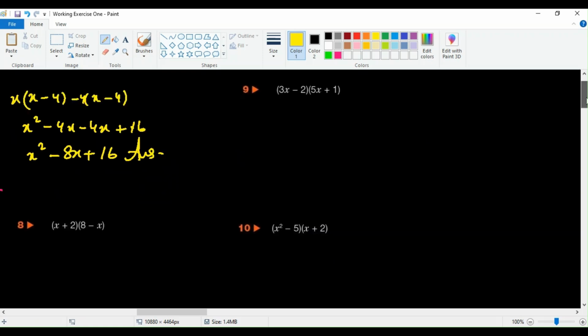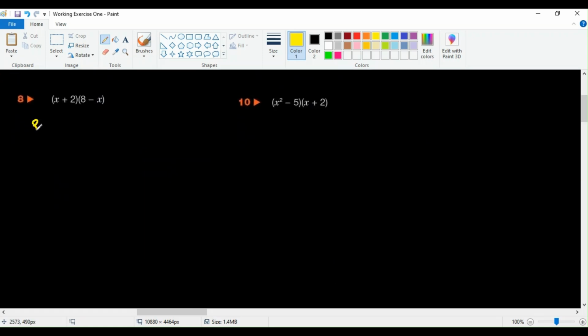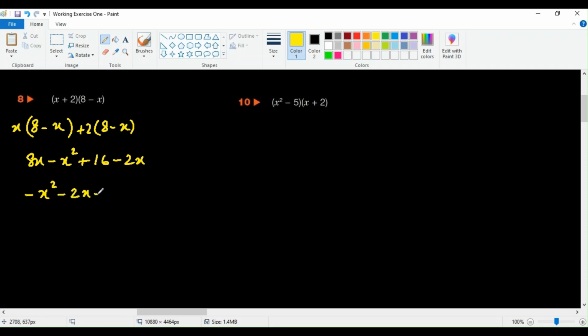Moving on to question number 8. It says 8 minus x. I'm writing two different times, and then I multiply the first one with x and the second I multiply by 2. So this gives us 8x minus x squared plus 16 and plus minus is a minus 2x. So I will write the highest value first. So it gives us minus x squared and minus 2x and plus 8x. Sign is not going to be changed because it's not going to the other side of the equal sign. So we are just arranging the like terms together. So the final answer for this one is going to be plus 6x and plus 16.